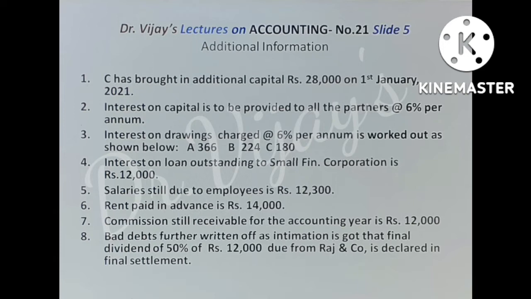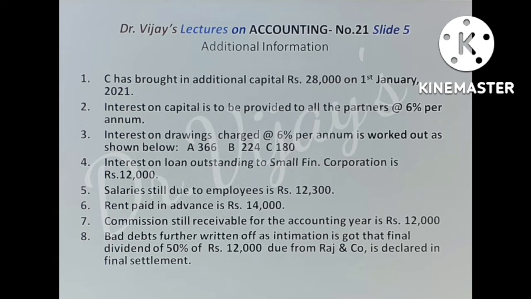Second, interest on capital is to be provided to all partners at 6% per annum. Interest on capital is to be calculated and shown on the debit side of profit loss appropriation account and added to capital account in balance sheet. Interest on drawings charged at 6% per annum is worked out as shown below. The amounts are given and calculated, so we need not calculate.